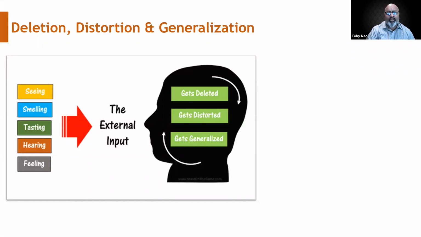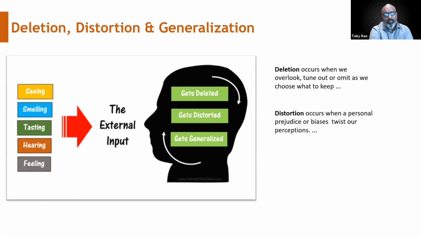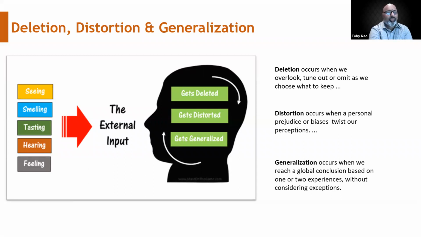Jacob, he's always late to meetings. He might have been late to meetings twice, but your brain now generalizes and says, always late to meetings. So let's talk about this real quick. Deletion occurs when we filter out stuff because of the economy of your mind or your brain. Distortion is where you have a bias and that filters out stuff. And generalization is where we globalize things based on a couple of experiences.